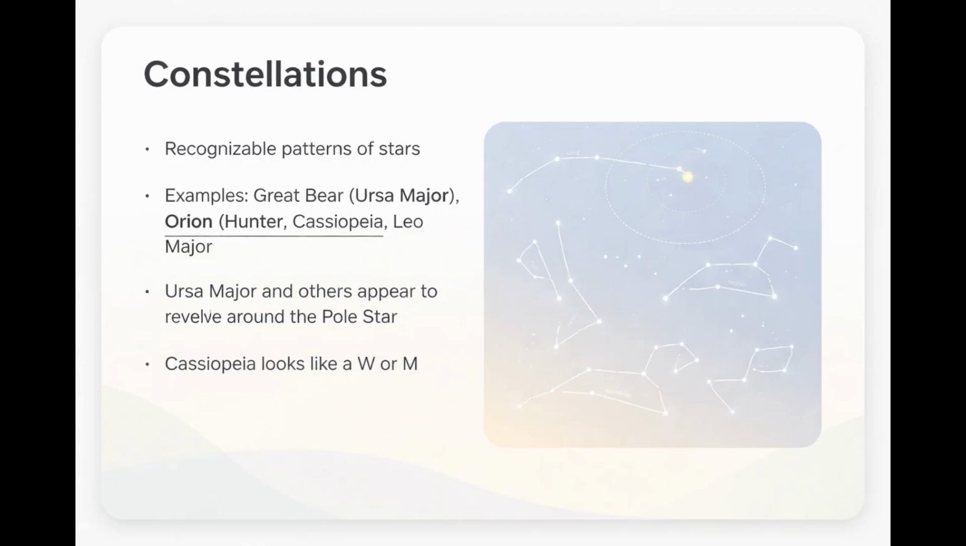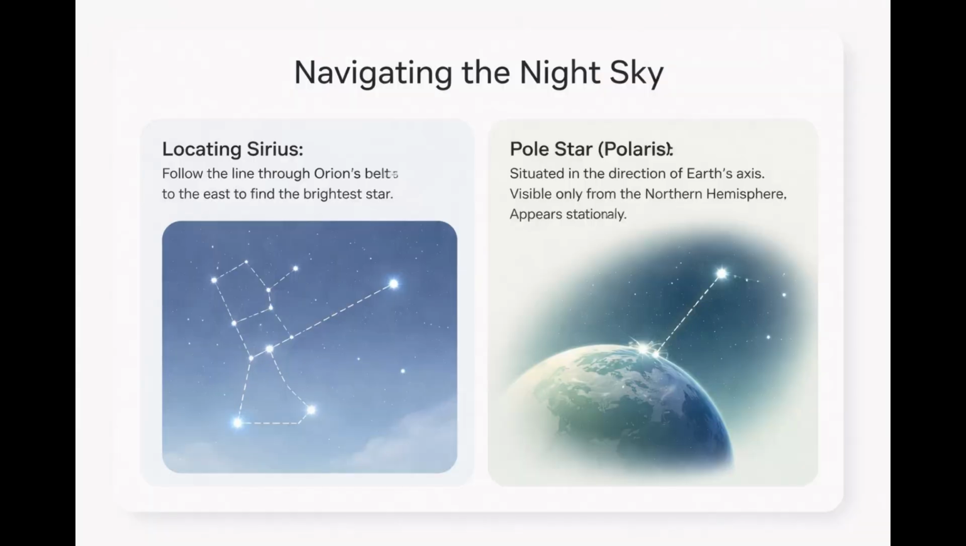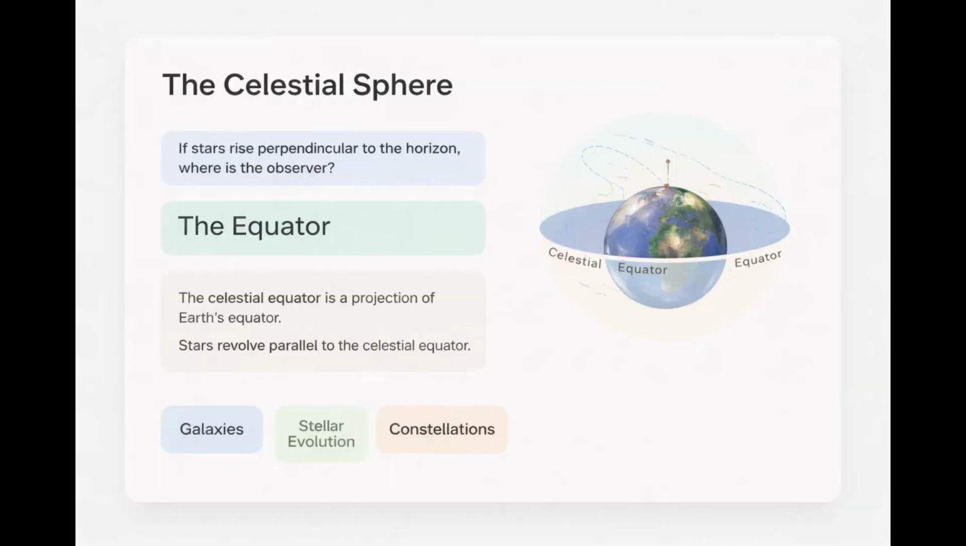For millennia, humans have grouped stars into recognizable patterns called constellations, such as Orion the Hunter or Ursa Major. Constellations are incredibly useful for navigating the night sky. For example, you can use the 3 stars of Orion's belt to point directly to Sirius, the brightest star. Similarly, the pole star, Polaris, sits directly above Earth's northern axis, making it appear stationary while all other stars revolve around it. Finally, consider how our position on Earth changes our view.